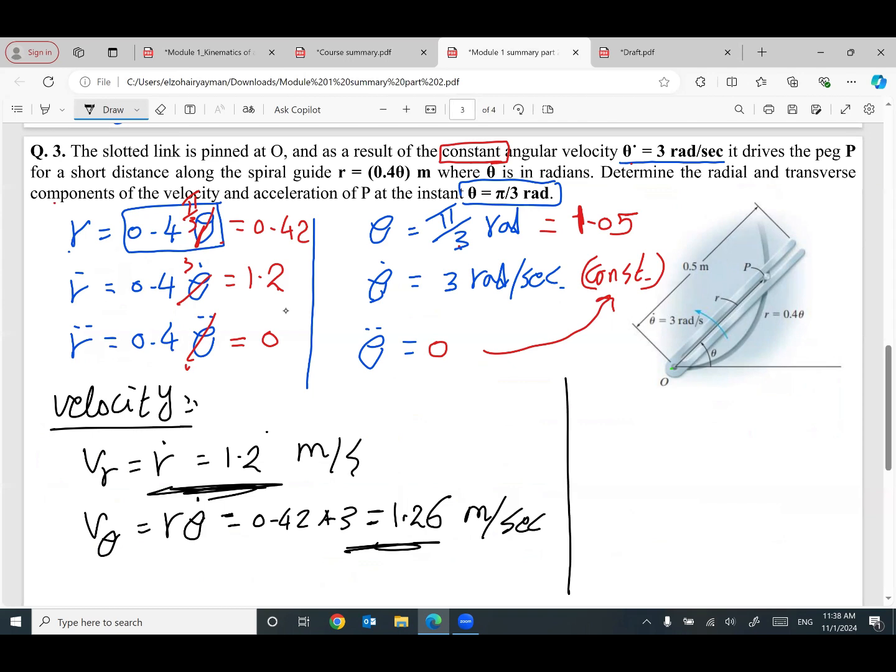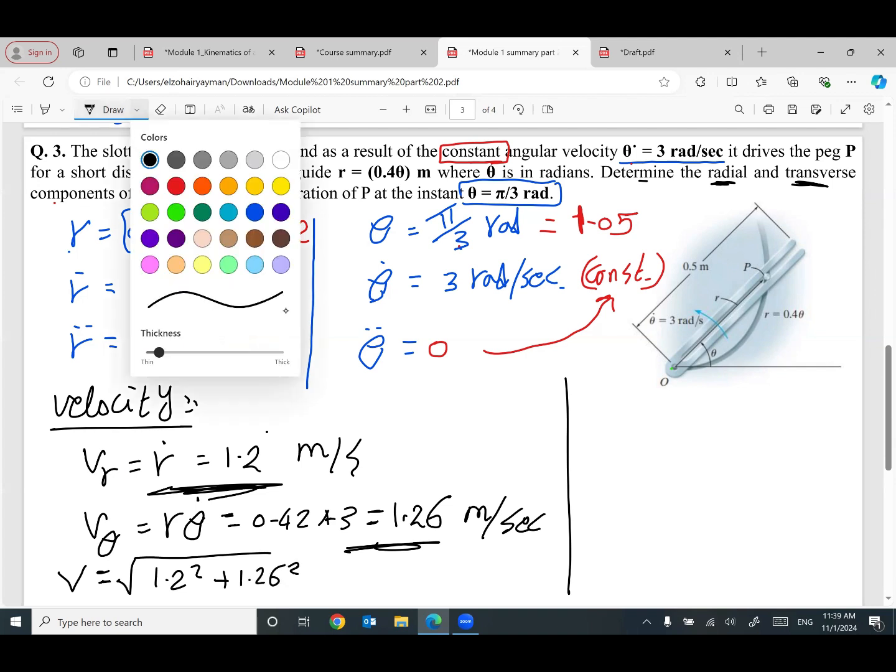If you would like, but it's not required. We are looking for the radial and the transverse components, so keep them as they are. But if you would like to find the final velocity, it will equal the square root of 1.2 squared plus 1.26 squared.